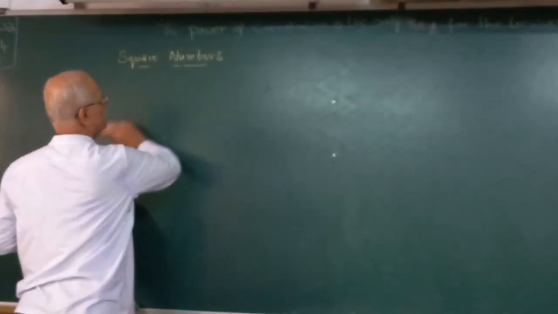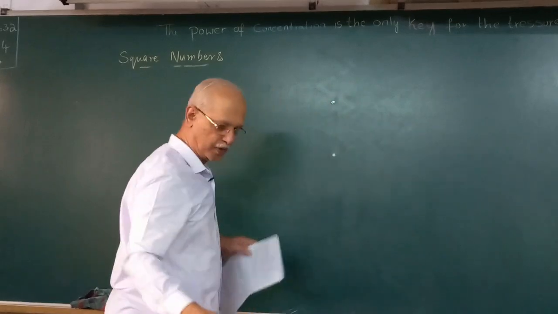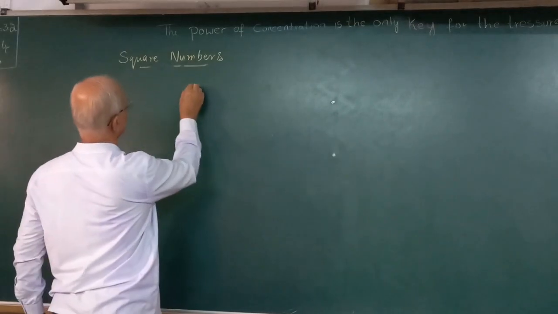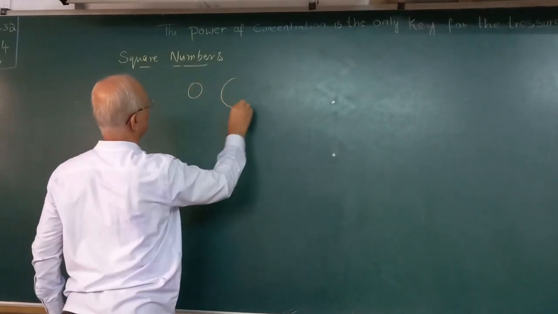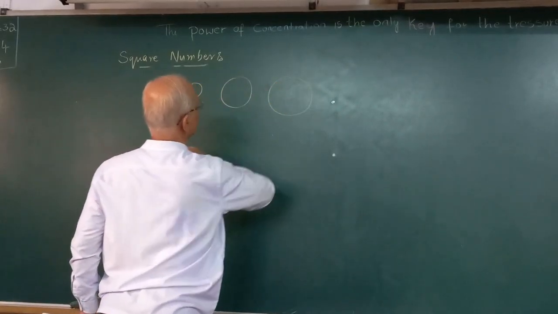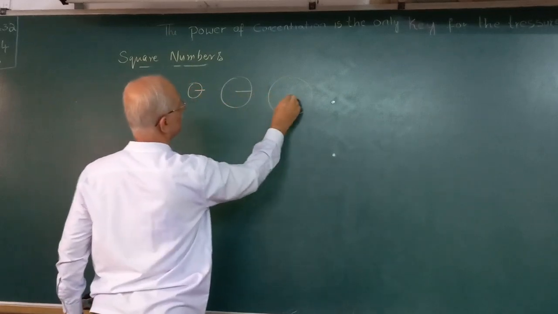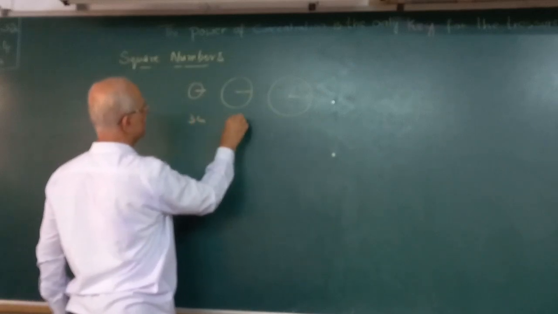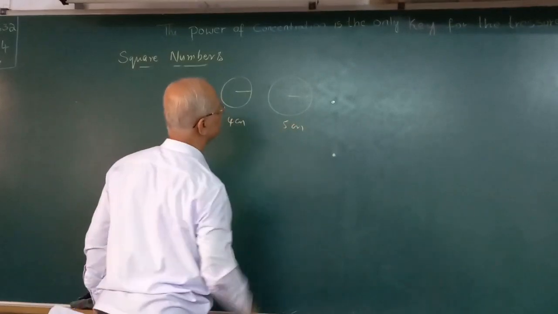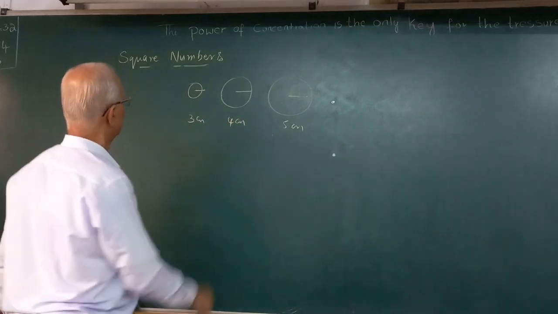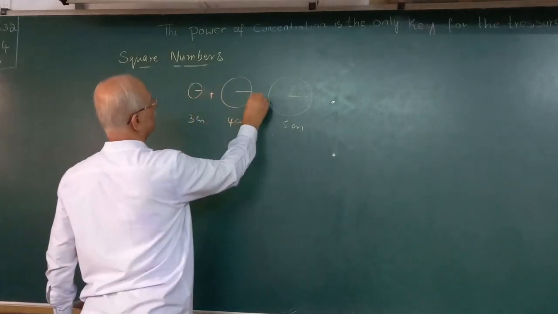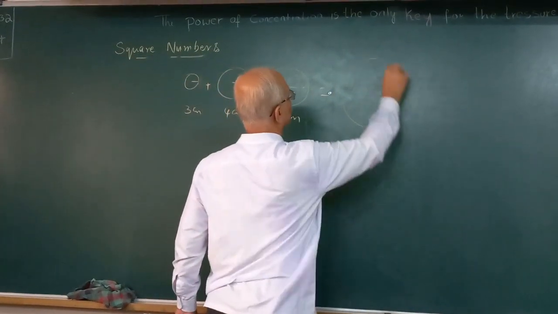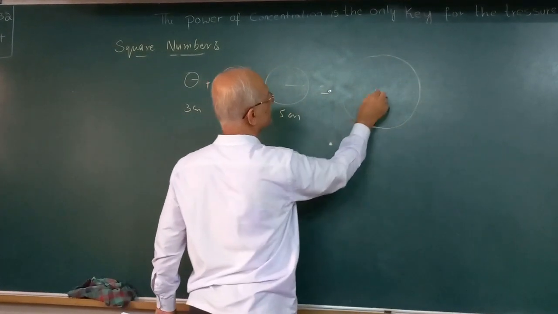Now I take up a few geometry problems. Suppose there are 3 balls of different radii, say 3 centimeters, 4 centimeters and 5 centimeters. 3 balls are there, lead balls, suppose. You melt all the 3 and make a big ball, one single ball.